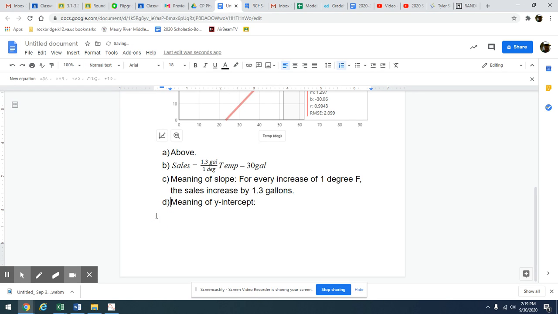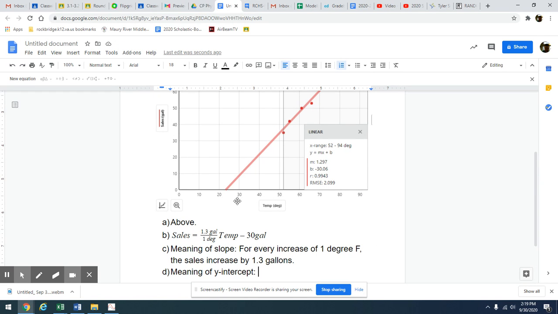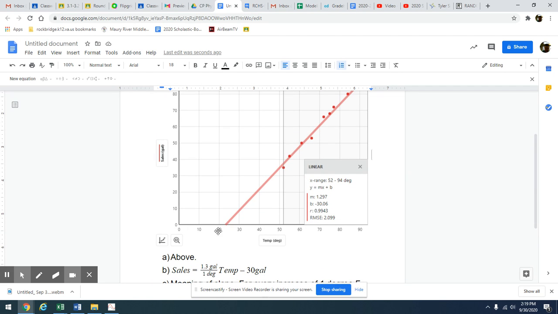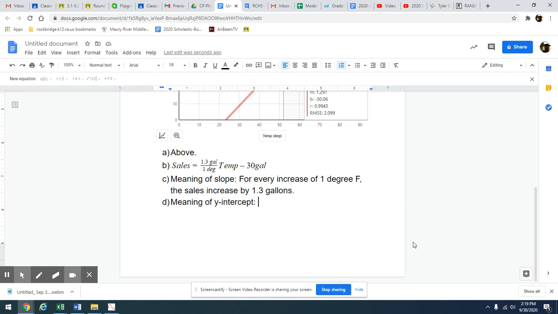What's the meaning of the Y-intercept? I'm going to give you the literal meaning, and then we'll discuss it. So now the real intercept here is way down here, right? The Y-intercept, this line would extend down here and hit here. So the Y-intercept is when you have none of this, it's how much of this you have. So meaning of Y-intercept: when the temperature is 0 degrees Fahrenheit.